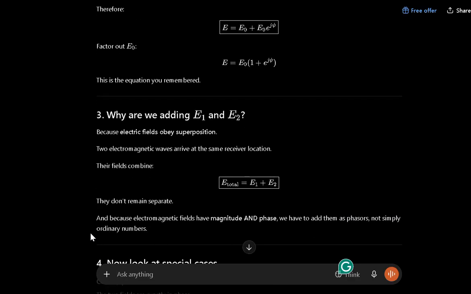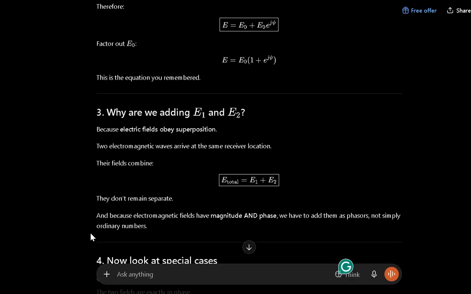Why are we adding E1 and E2? Because of superposition. Two electromagnetic waves arrive at the same receiver location. Their fields combine: E total equals E1 plus E2. They don't remain separate, and because electromagnetic fields have magnitude and phase, we have to add them as phasors and not simply as ordinary numbers.